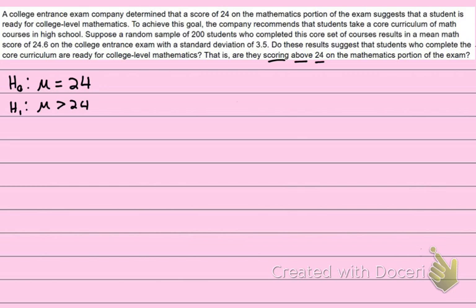Let's look at our other numbers here. I see the number 200. Okay, we're taking a sample. That's our sample size, so n equals 200. I see that in our sample, we have a mean math score of 24.6. So that is our sample mean, which is x bar. That is 24.6. And the standard deviation of that sample, they tell us, is 3.5. Okay, so that's the letter s. That's our sample standard deviation.